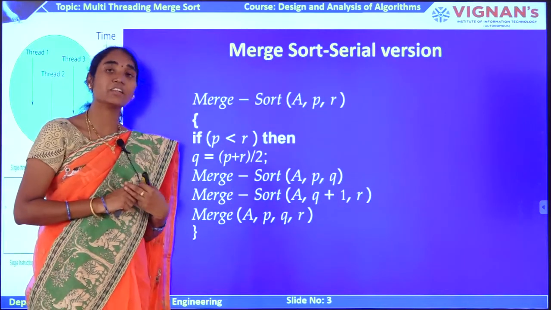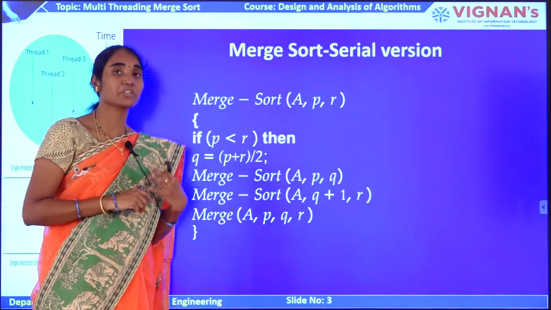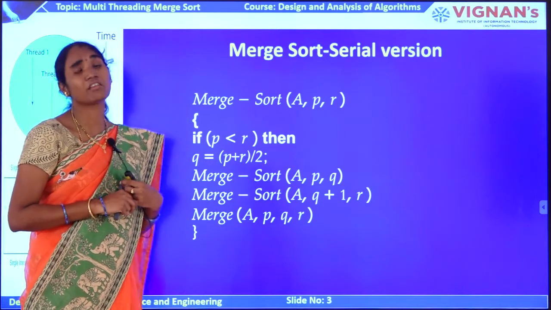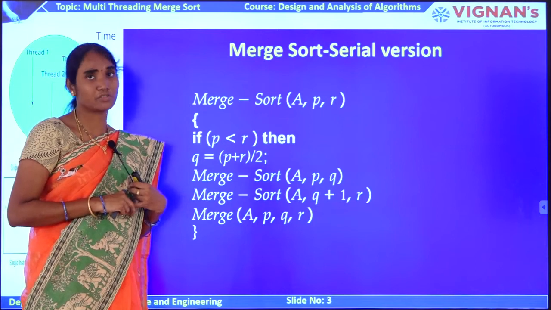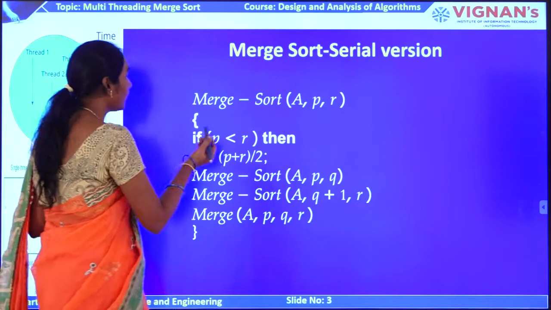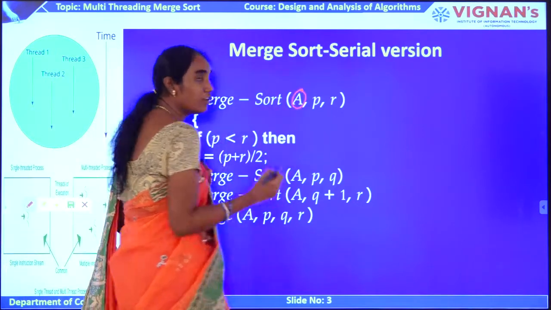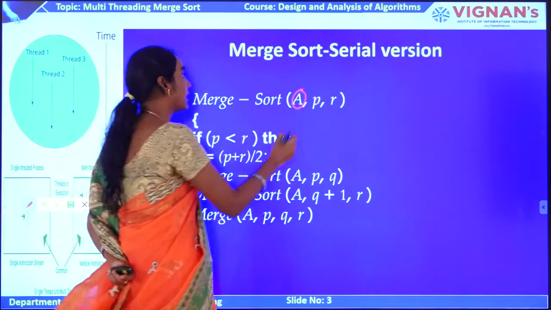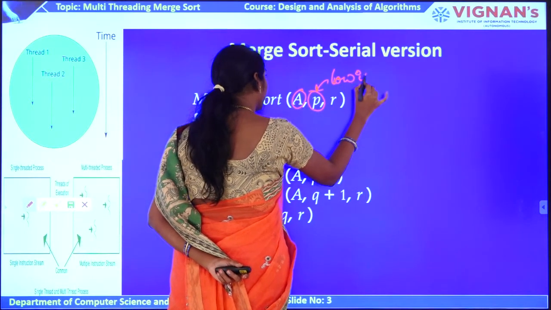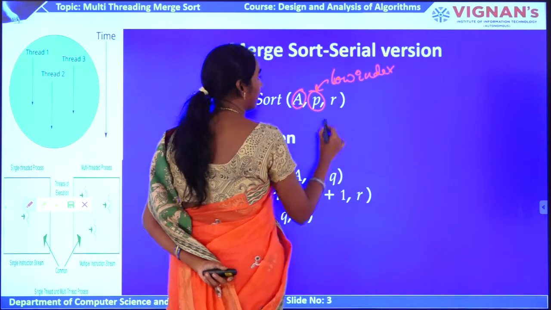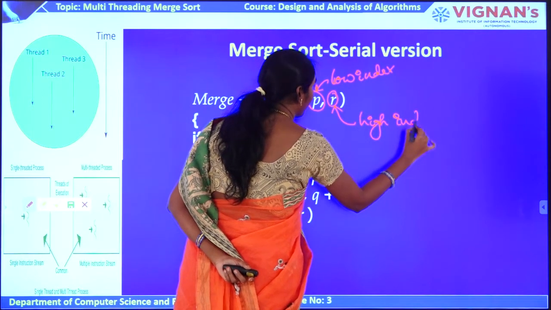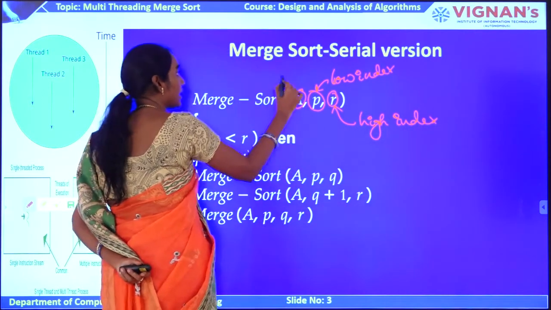Now this is the serial version, the previous version, which you have learnt as part of divide and conquer. Under the divide and conquer chapter you have already learnt merge sort. So this is the algorithm for merge sort as you have already seen. A stands for the array or list of elements, P is the lower index or the starting index, and R is the high index or the last element index.